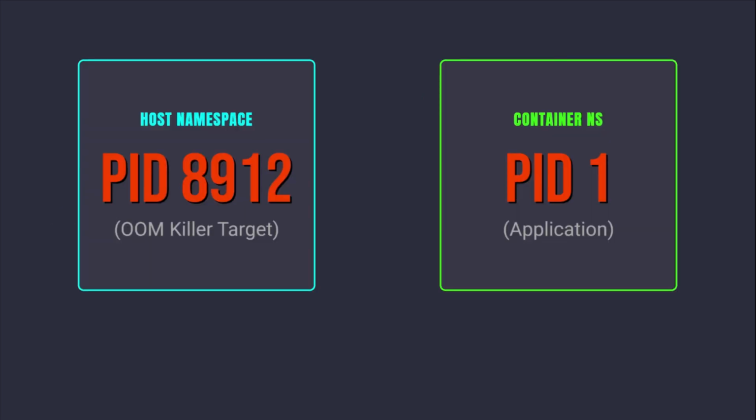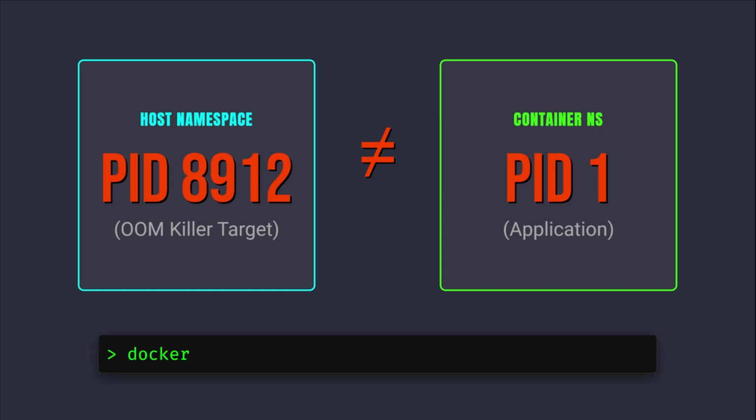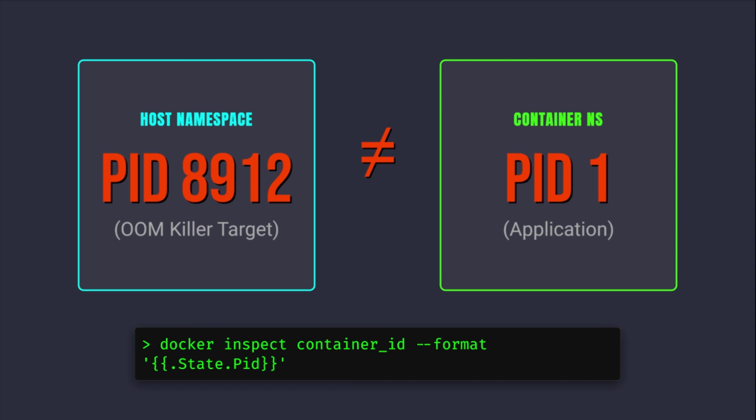Do not waste time checking application logs first. The application received no chance to log its demise before termination. The OOM killer output in dmesg provides the process ID, or PID, that was killed. This PID is the process ID inside the host namespace, not the container namespace.